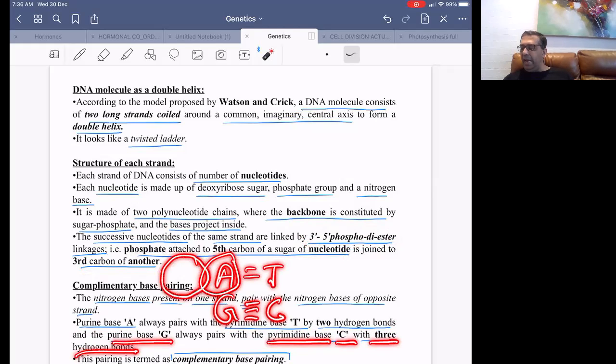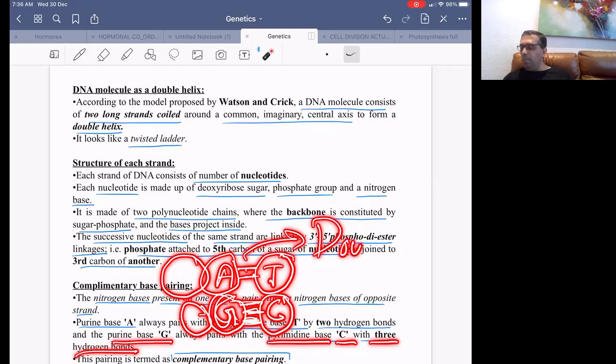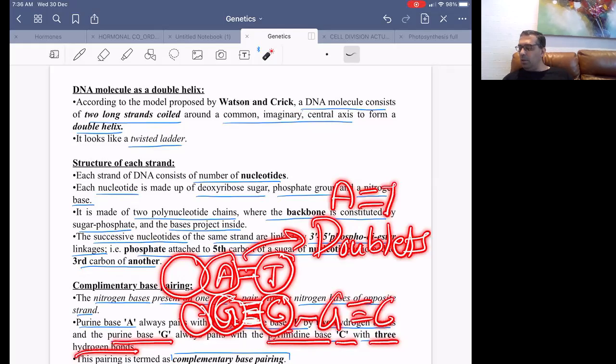Double ring purine pairs with single ring pyrimidine. Adenine, a double ring purine, pairs with the single ring pyrimidine thymine, and the double ring guanine pairs with the single ring cytosine. Between A and T there are two hydrogen bonds, between G and C three hydrogen bonds. So you have doublets and triplets. Between AT, doublets, and between GC, triplets.